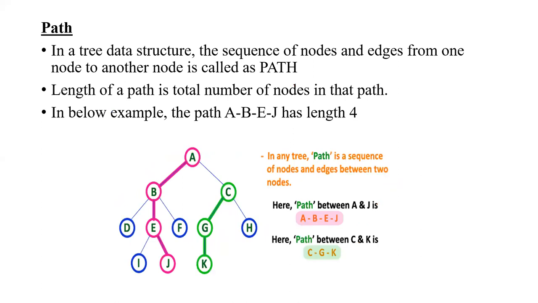Path. In a tree data structure, the sequence of nodes and edges from one node to another node is called a path. The length of a path is the total number of nodes in that path. In the example, the path A, B, E, J has length 4. So the path is a sequence of nodes and edges between two nodes, and the path between A and J is going to be A, B, E, J. Path between C and K is C, G, K.